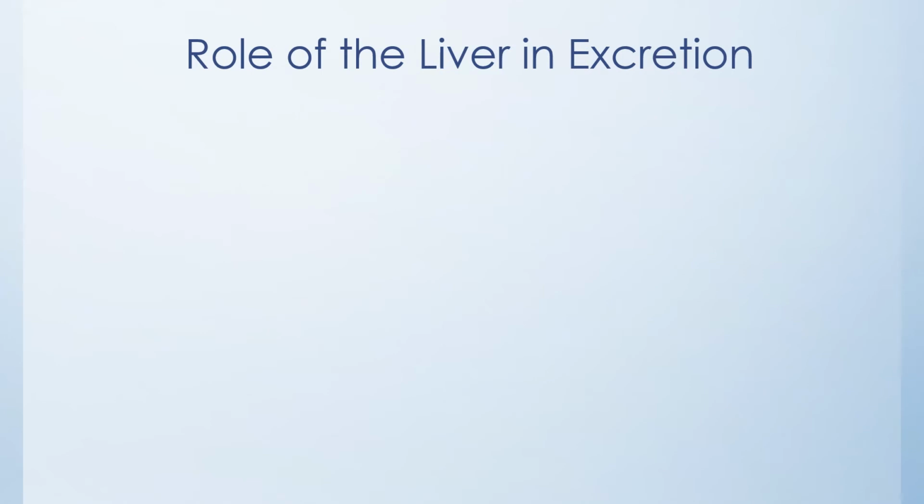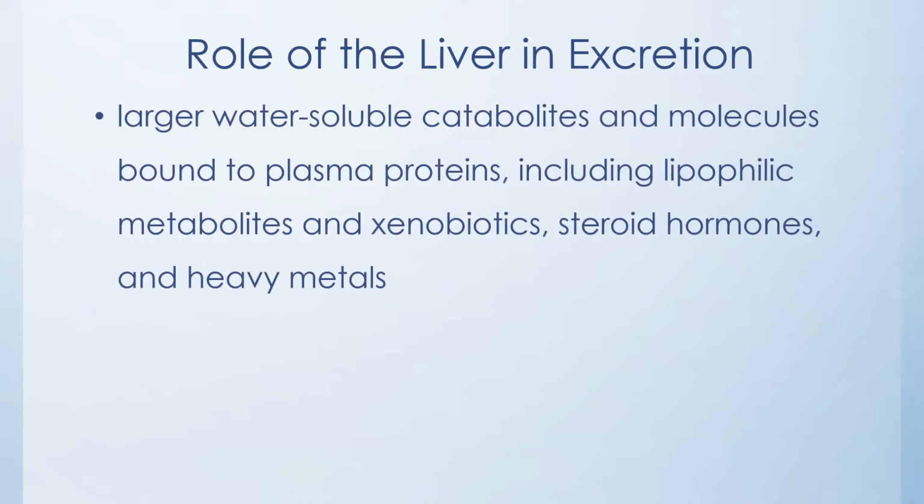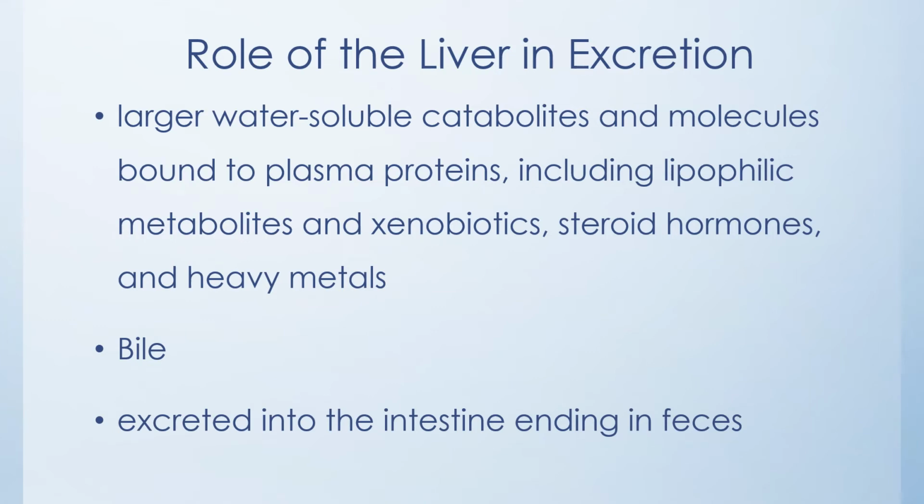The role of the liver in the process of excretion. The liver excretes large water-soluble catabolites, and molecules bound to plasma proteins, including lipophilic metabolites, xenobiotics, steroid hormones, and heavy metals. These substances can be potentially harmful if allowed to accumulate. Thus, they are excreted via the bile, and after the bile they will be excreted into the intestine, ending in the feces.